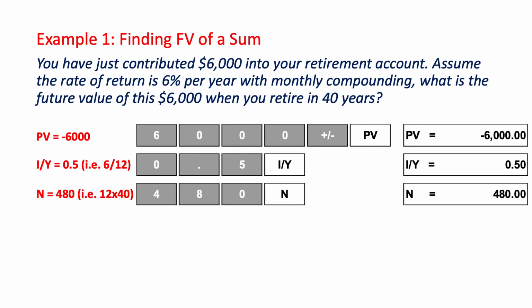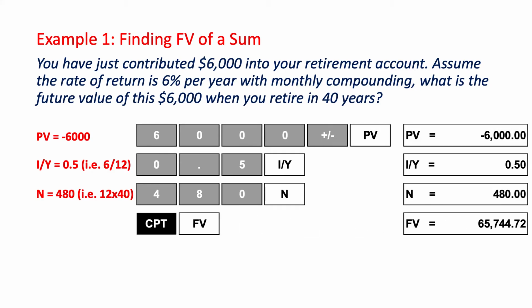We have entered all the necessary inputs. Then we press CPT and FV to find the future value of this question, which is equal to about $65,000.